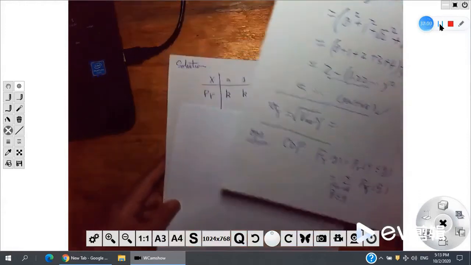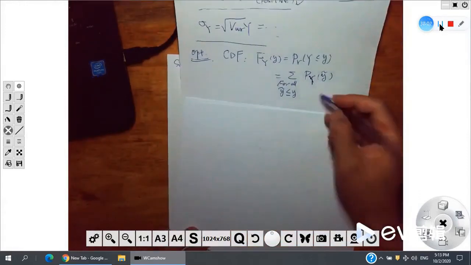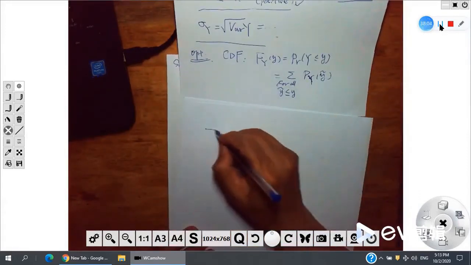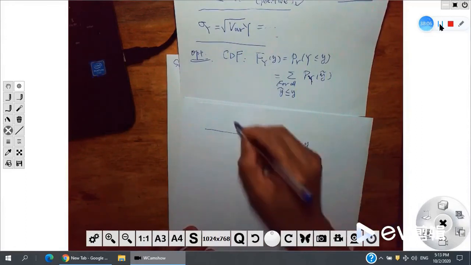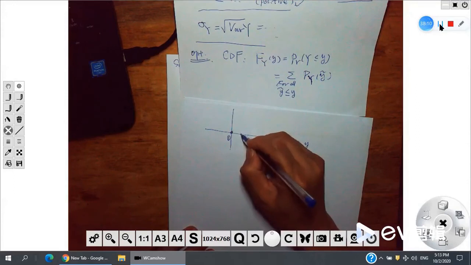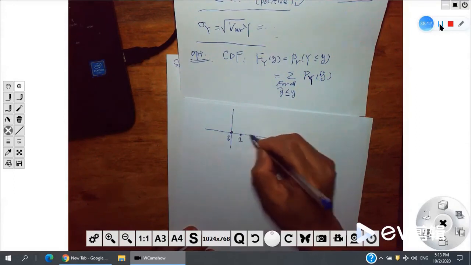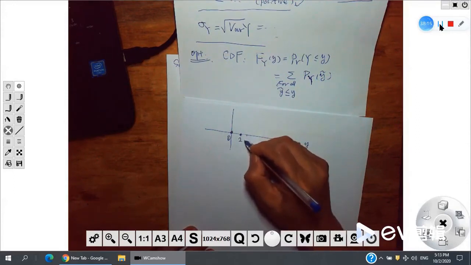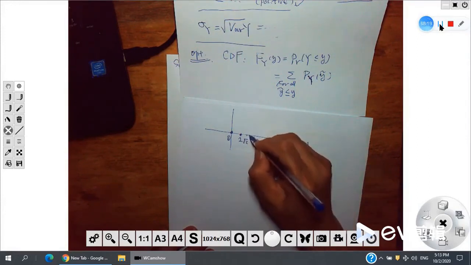Then we need to check for different values of y, right? We have, this is y. We will take the possible values 0, 1, square root of 2, which is about 1.4, square root of 3, and 2. Okay. We have these 5 possible values.